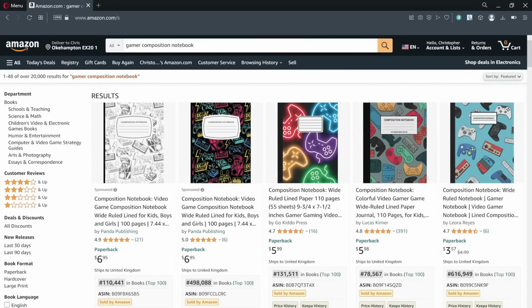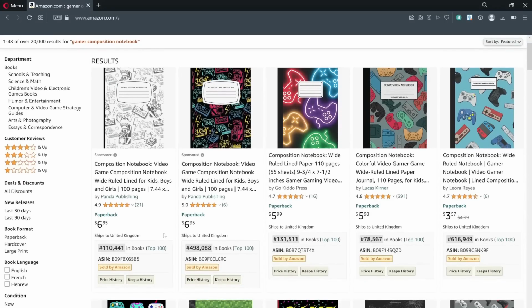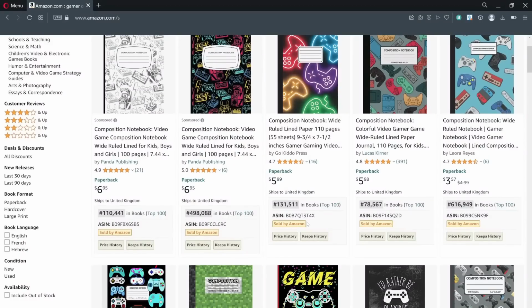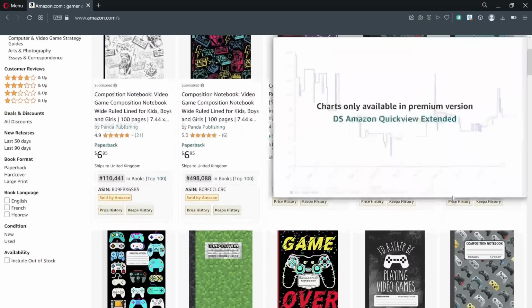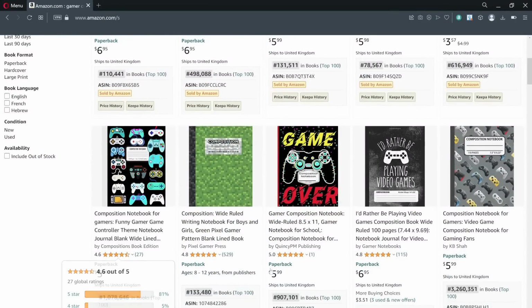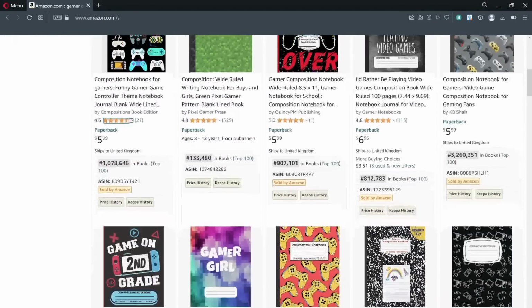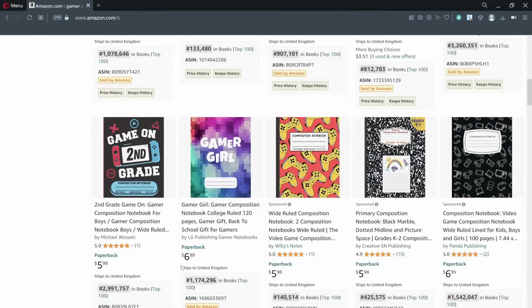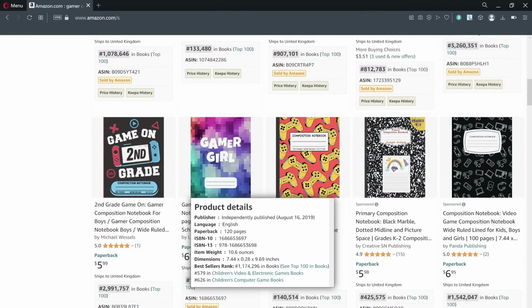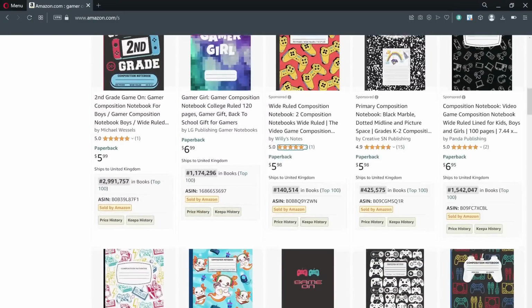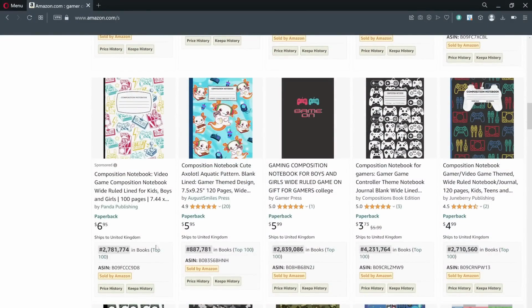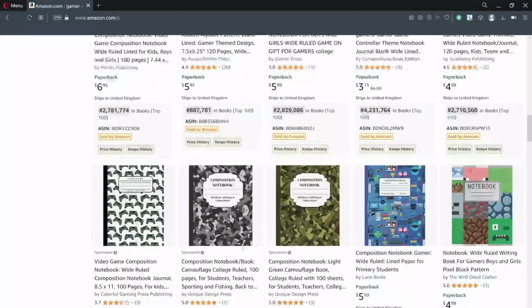If we search for a different niche like gamer composition notebook, again, I'll take a look through the BSRs and see how consistently low they are across the first page. So this one, I'm seeing lots of 600,000, a million, 900,000, 800,000, 3 million, 2 million, 1 million. We got a couple lowish ones, but this is a sponsored listing. So again, a million, 2,800,000, 2 million, 4 million, 2 million.